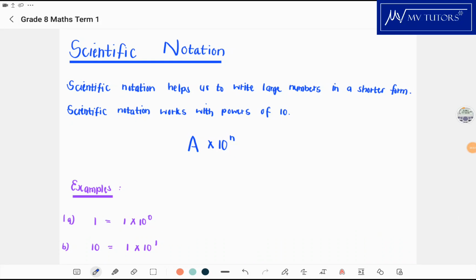Welcome back, grade 8s, and today we're going to have a look at scientific notation.